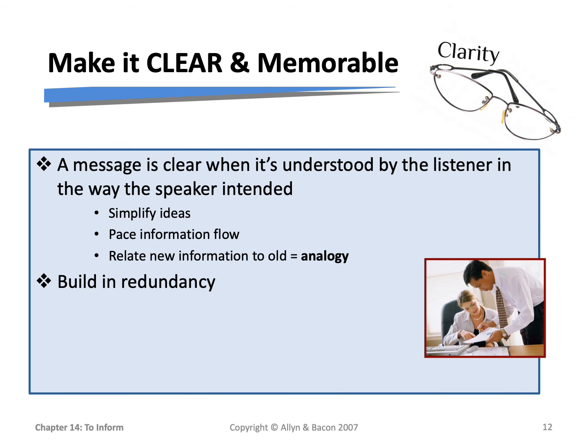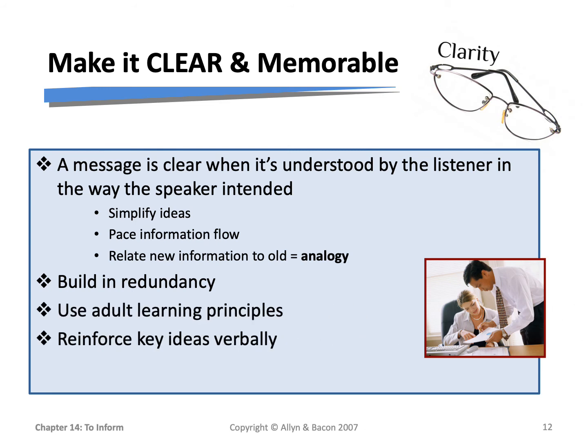You want to be redundant. We're going to learn this when we talk about organizing. It is good to be redundant. You feel awkward and robotic, but it's necessary. We won't get it otherwise. Redundancy is good. And you want to think about how adults learn. And that's presented in this chapter as well. We want to keep reinforcing the key ideas, and we'll learn how to do that when we get to our organizing and our outlining section.